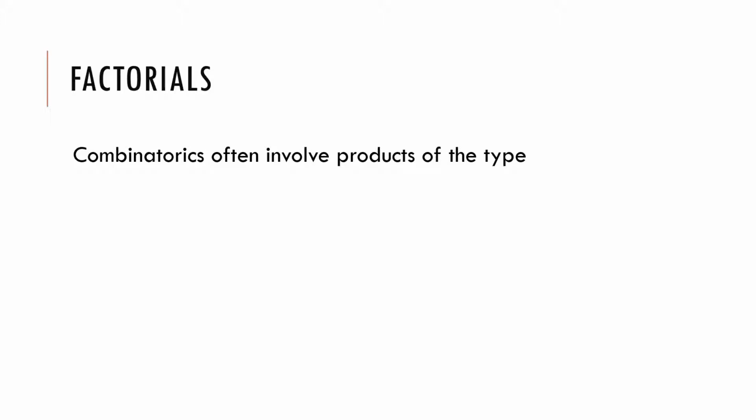Combinatorics often involve products of the type 6 times 5 times 4 times 3 times 2 times 1. If you multiply that all out, that's equal to 720. What I mean by products of this type is where you have a number and you multiply it out, and each time you go down by 1. So it could be like 3 times 2 times 1, or 7 times 6 times 5 times 4 times 3 times 2 times 1. So combinatorics often involve products of this type.